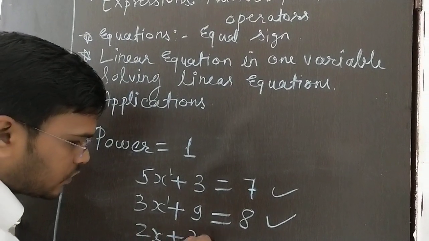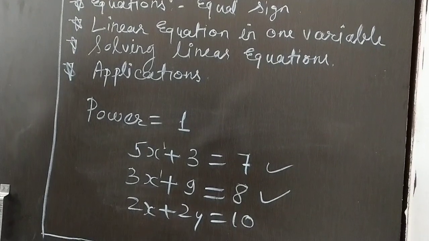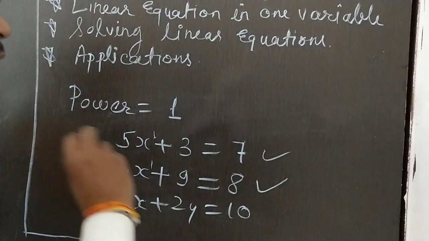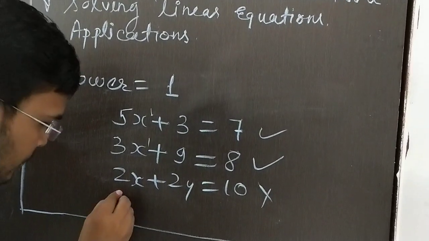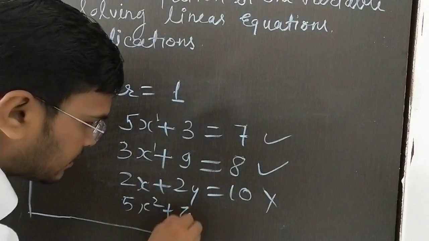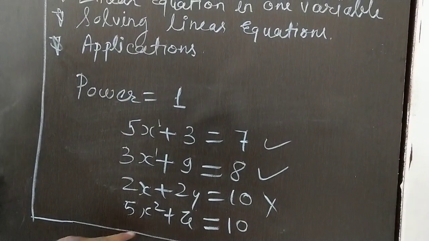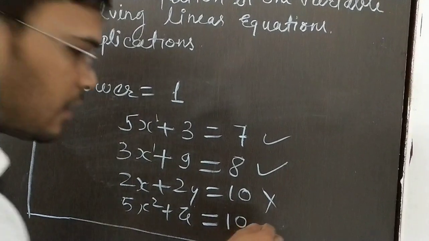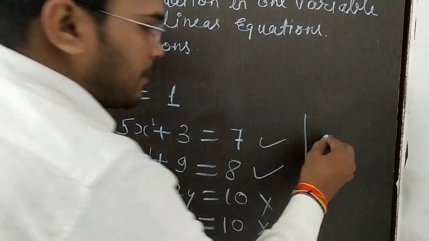I am taking another example. 2x plus 2y equal to 10. See, there are two variables, x and y. Therefore, this is not a linear equation in one variable. Okay. Now I am taking one more example. Suppose 5x square plus z equal to 10. Now this has two variables and x square. Therefore, this is also not one variable.